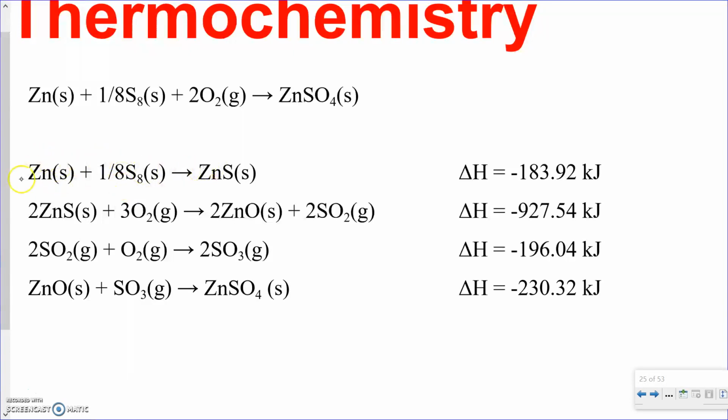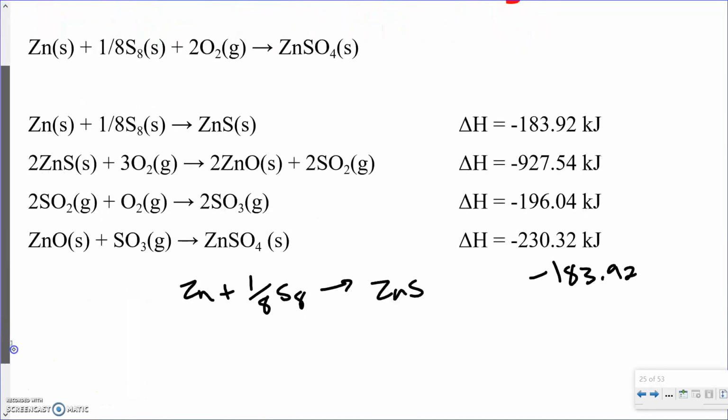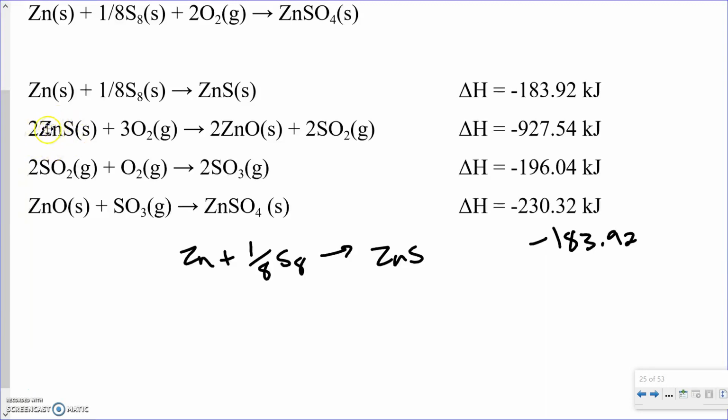it sits, and the reason being is my zinc and my sulfur are both on my reactant side and in the right quantities. So I'm going to rewrite that down here. Which means if I'm leaving this reaction alone, I'm also leaving my delta H alone as negative 183.92. Okay, my next reaction with this zinc sulfide, I want to get rid of my zinc sulfide in the first reaction because I notice it's not up in my original reaction.